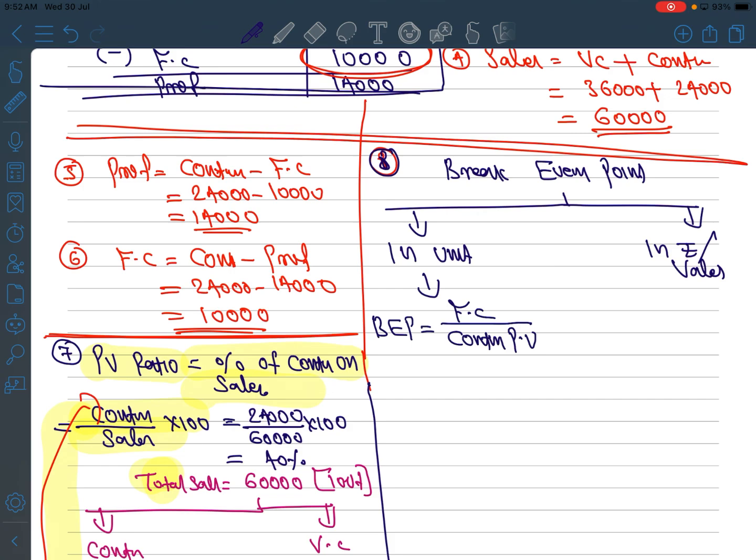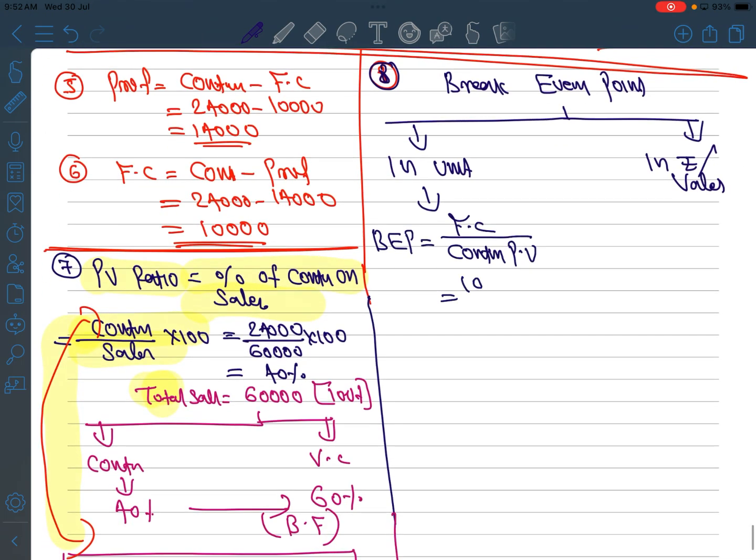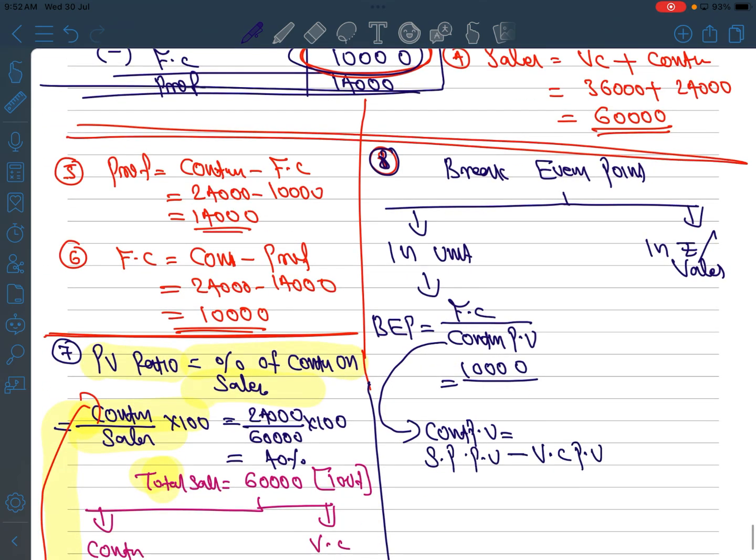We know the contribution. We know the fixed cost. How much is the fixed cost here? 10,000. Just write the 10,000. Divided by, what is meant by contribution per unit? We know contribution means sales minus variable cost. Contribution per unit means selling price per unit minus variable cost per unit. What is the selling price per unit? 10. Variable cost per unit is 6. So 10 minus 6 is equal to 4.